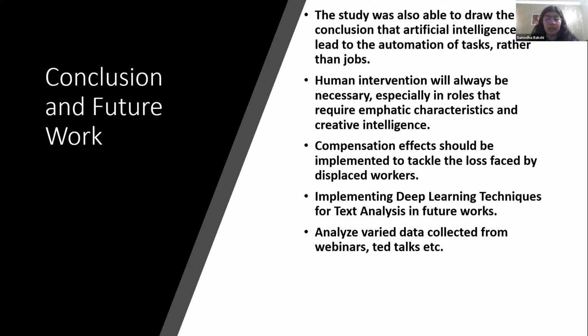Yet we feel that even after the impact AI would have on jobs, human intervention would always be necessary, especially in roles which require empathic characteristics and creative intelligence, like those of HR managers or the healthcare departments. So compensation effects would have to be implemented to tackle the loss faced by displaced workers, which means that if workers are being displaced, there needs to be a program which would help these workers to upskill themselves. And that's it.